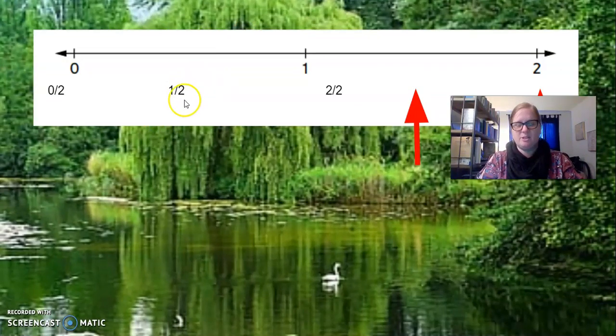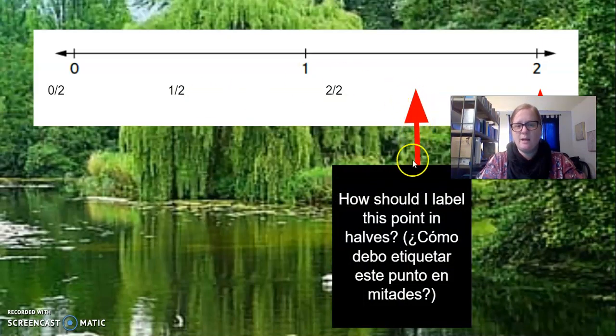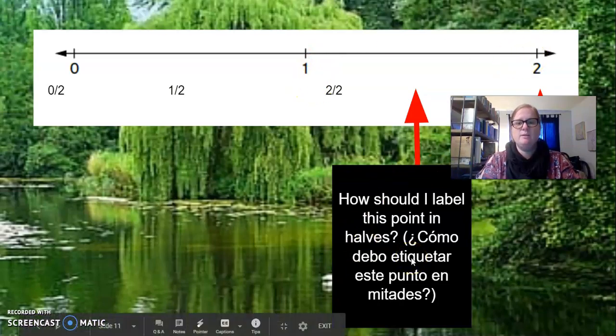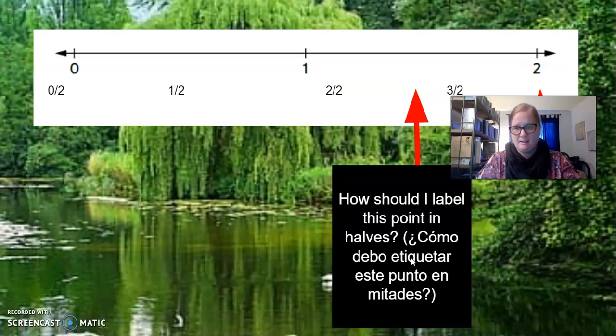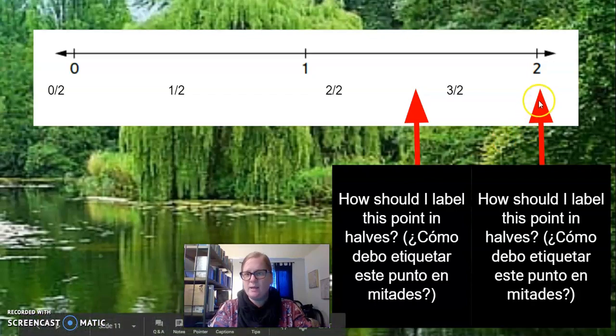So I hope that's where you labeled it on the first slide. But if you didn't label it here on that slide, that's okay. That was just a guess anyways. Okay, so how should I label this point in halves? So I have 0 halves, 1/2, 2 halves, and I think this is halfway between 1 and 2. So I think that this one would be 3 halves. And I'm right.